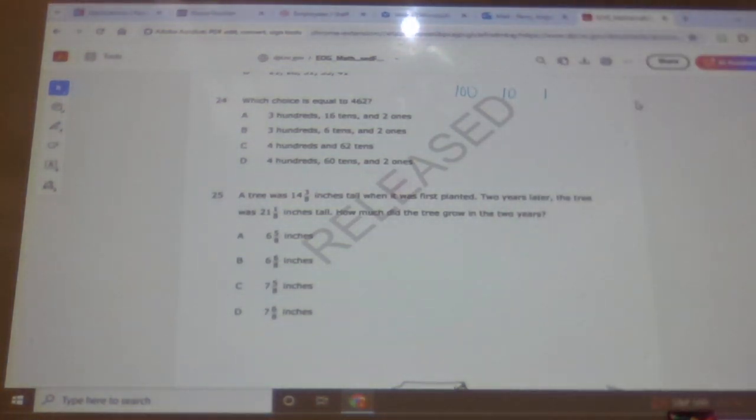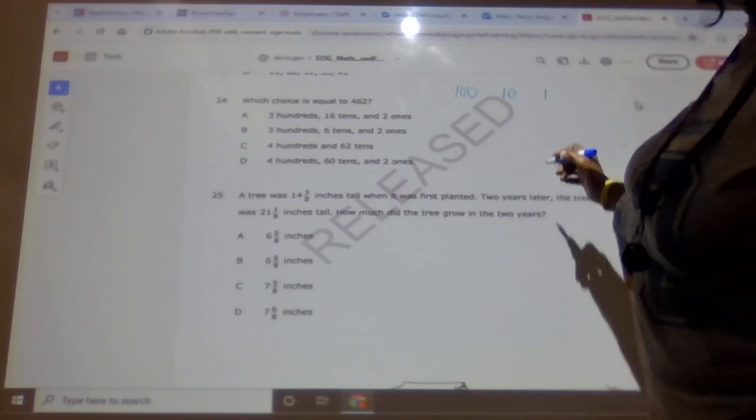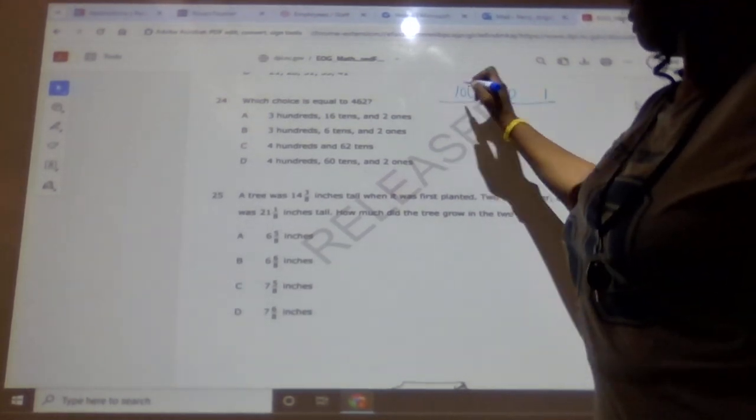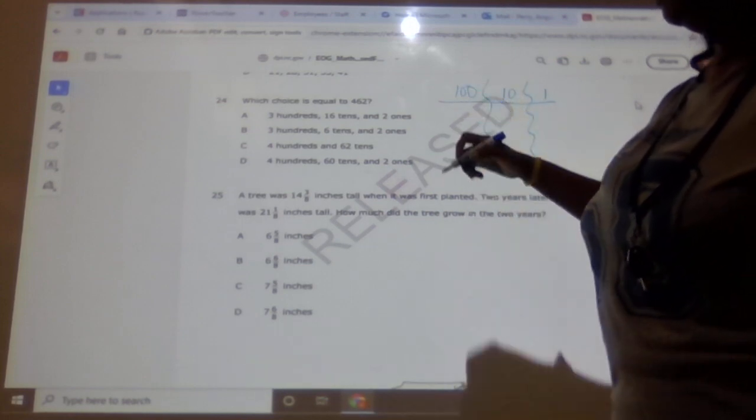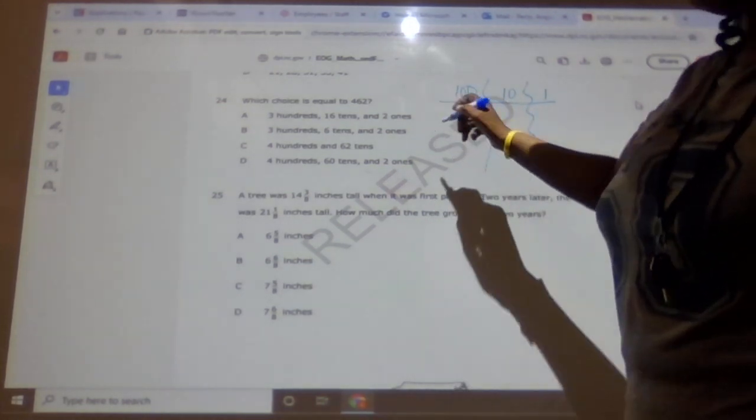So today we have part 2 of EOG review. Which choice is equal to 462? First thing we're going to write on our paper is our place value chart to show our work. So we have ones, tens, hundreds here. I always do the wiggly line so it's never mistaken for 1. And we have to end up with 462.